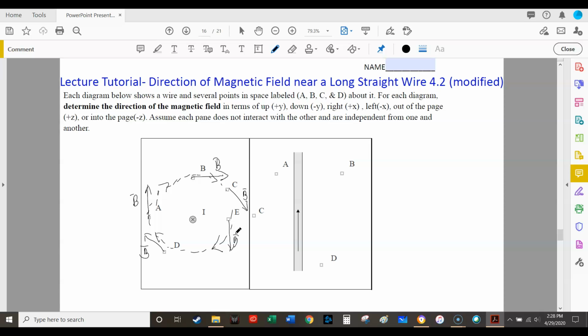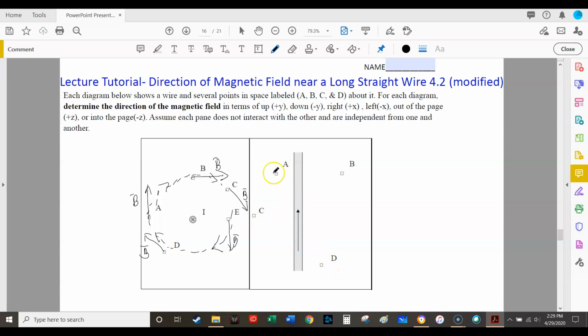Well, let's try one that's a little bit more difficult. Your fingers are going to have to curl in 3 dimensions. That means probably your fingers are going to be curling around the wire in 3 dimensions. So this one has a current that is pointed up. So you're supposed to get the direction of the magnetic field at A, at C, at D.